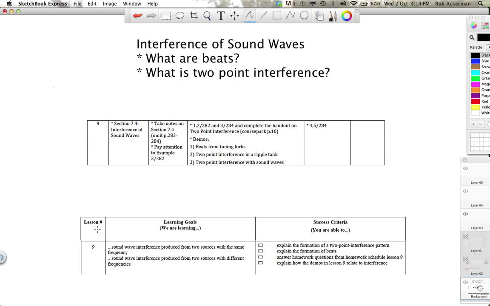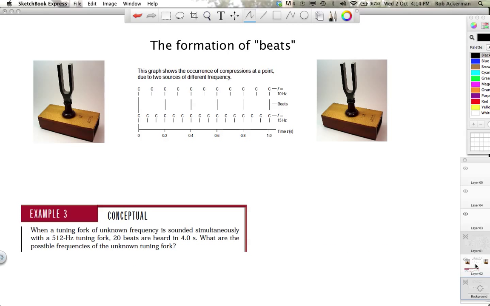And one last thing, if you are someone who finds this useful, make sure you check out the learning goals, so you have a checklist of what we're learning, and the success criteria, a checklist of things that you should be able to do by the end of this lesson. All right, without any further introduction, let's get started.